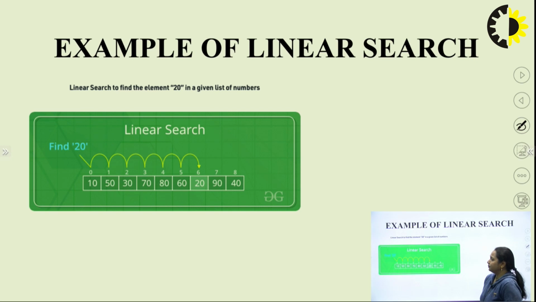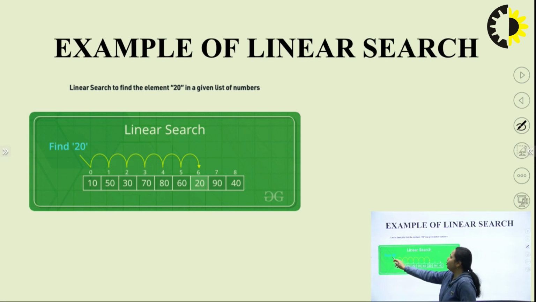For example, if we have a set of elements like 10, 50, 30, 70, 80, 60, 20, 90 and 40, and we want to find 20, how are we going to search using linear search? First of all, 20 is compared with 10. It is not equal. Next, it is compared with 50, next with 30, next 70, 80, 60 and then 20. Data matches.